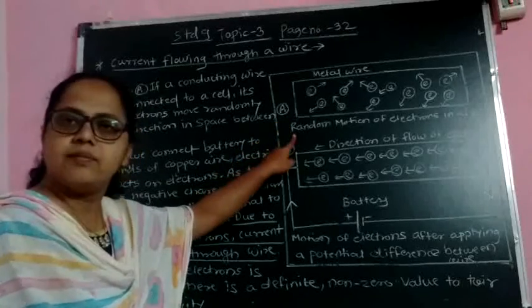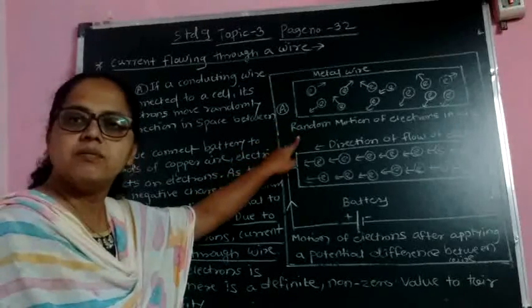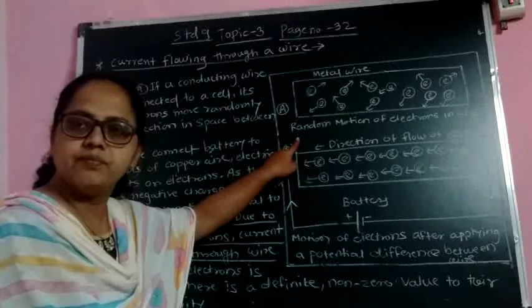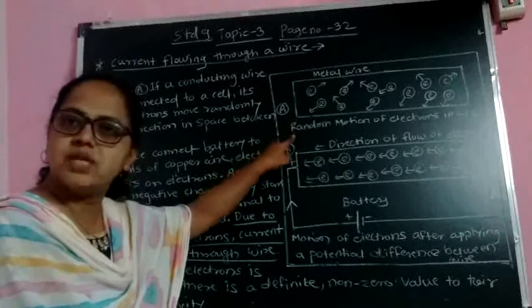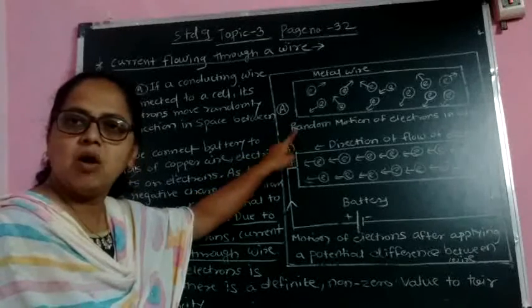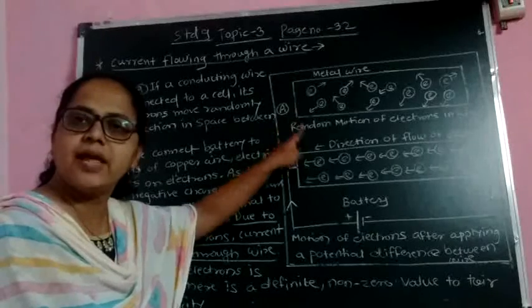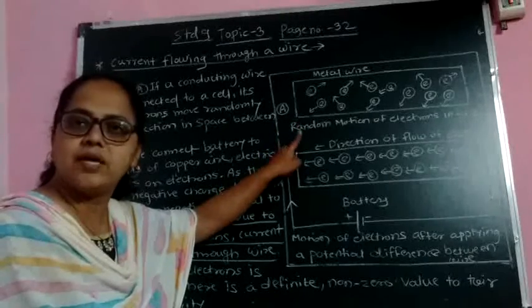In diagram A, the electrons are randomly moving. In diagram A, there is no battery. So the free electrons present in the outermost shell or orbit are randomly moving here and there inside the metallic wire.